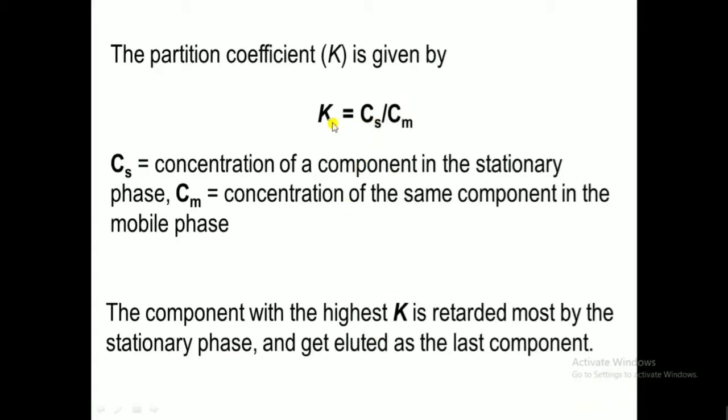The component which has the highest K value will be retarded most, and that will be eluted as the last component. So that will come as the last component at the end of the column. Okay, so this is how the separation of the components in your mixture happens in liquid column chromatography.